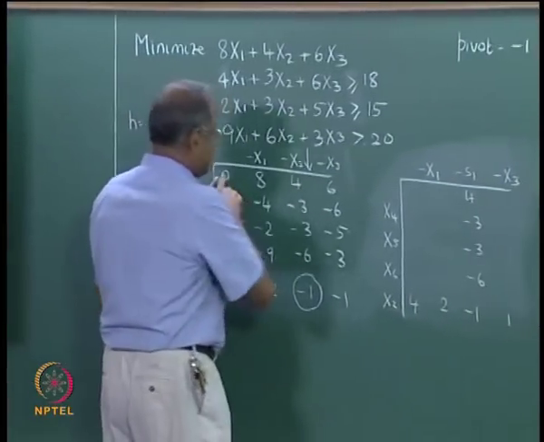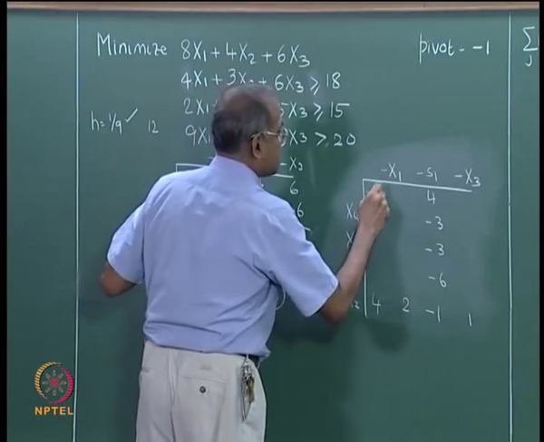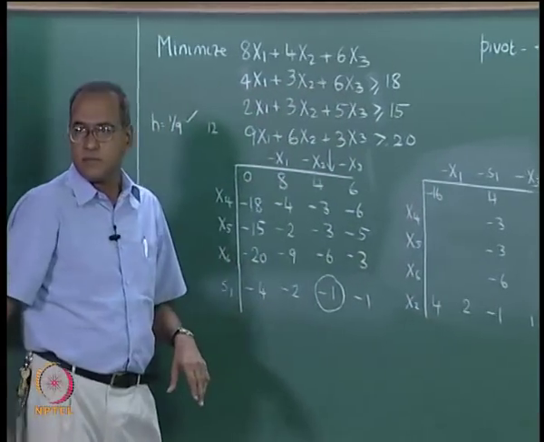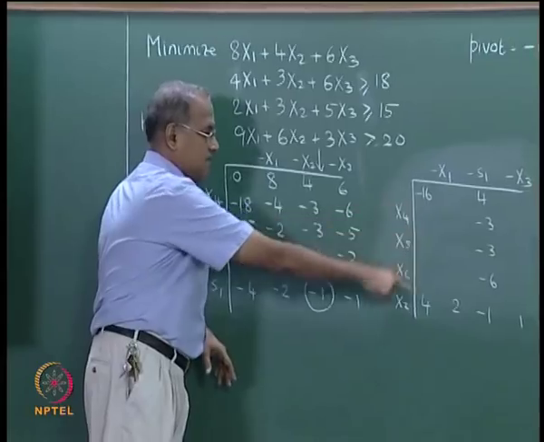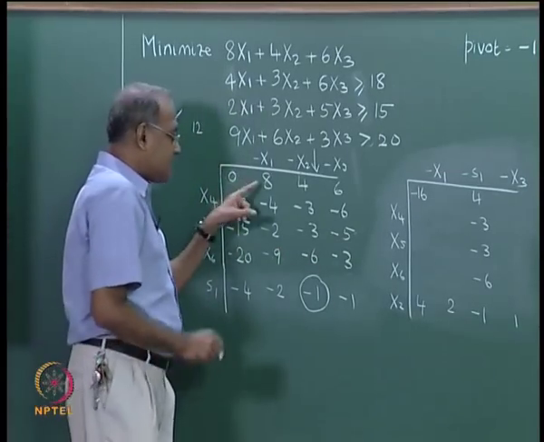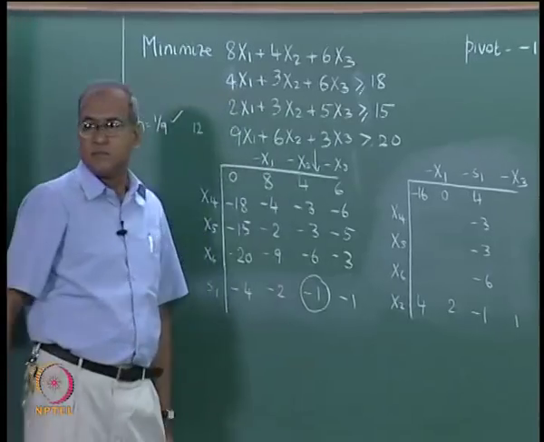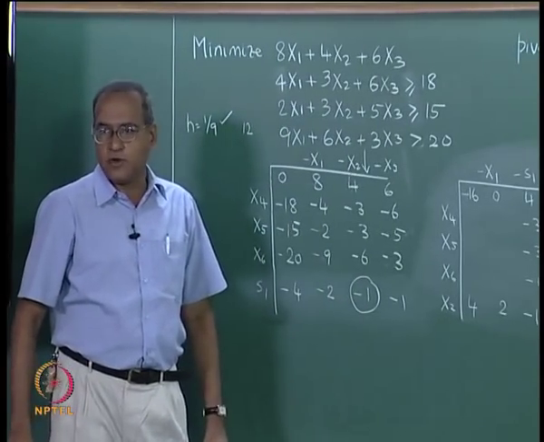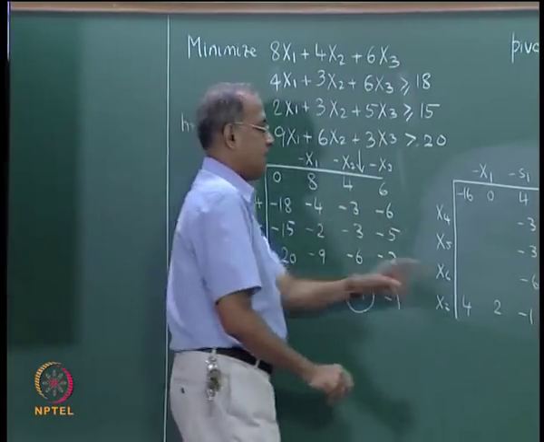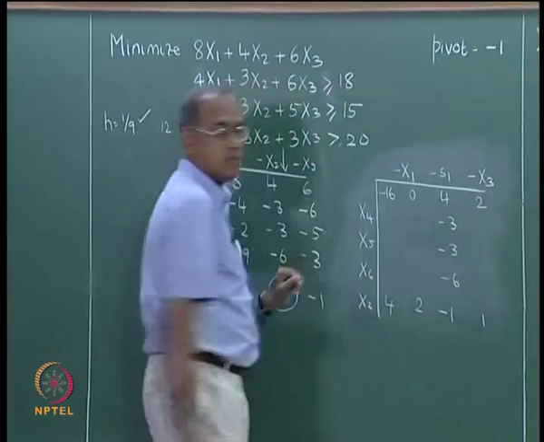So, this will become 0 minus 4 into 4 minus 16, and I can fill the rest of this. This will become 8 minus 4 into 2 0, 6 minus 4 into 1 2.